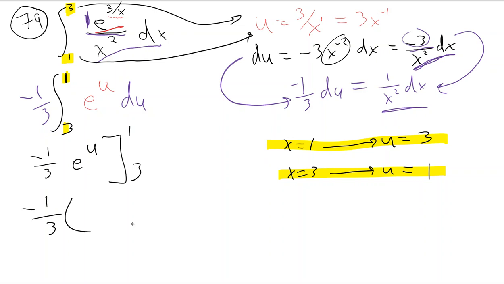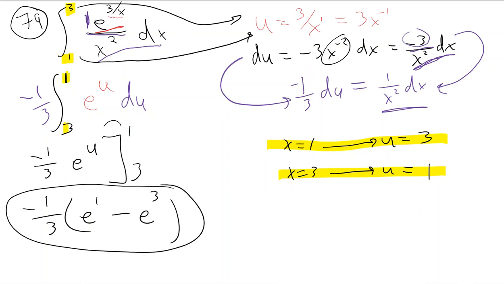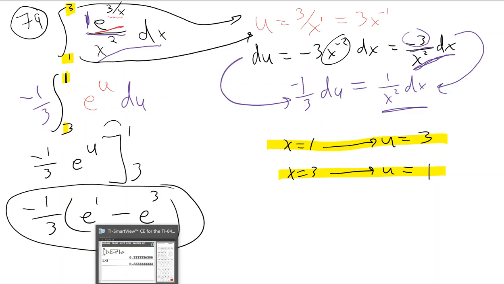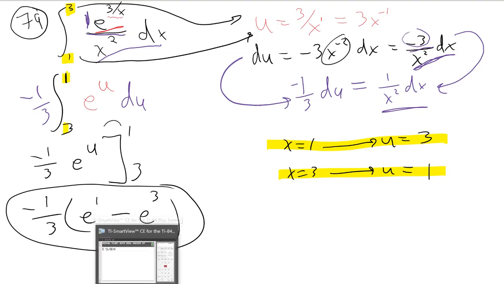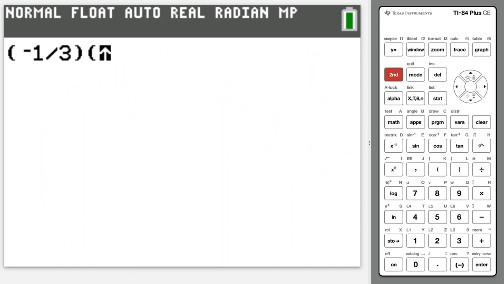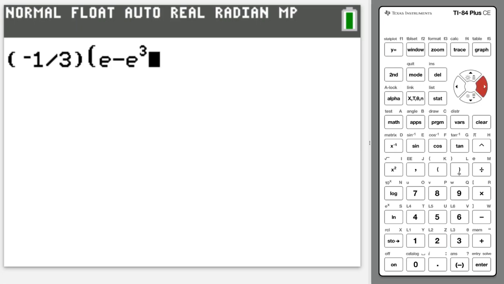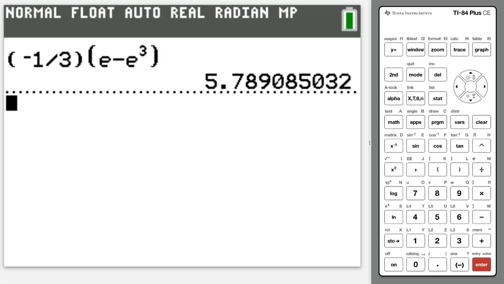Okay, so now we will plug in 1 the first time, e to the first, plug in 3 the next time, and then subtract those values. And I don't know, I'm going to go with that. -1/3 times e minus e cubed. So if we needed an approximate decimal answer, I would go with that.